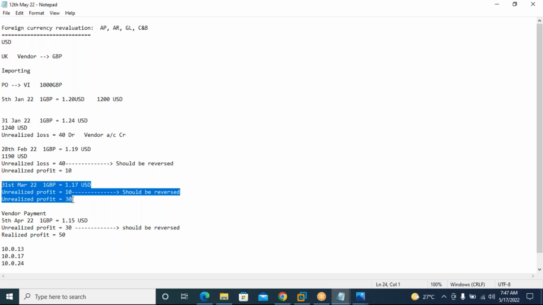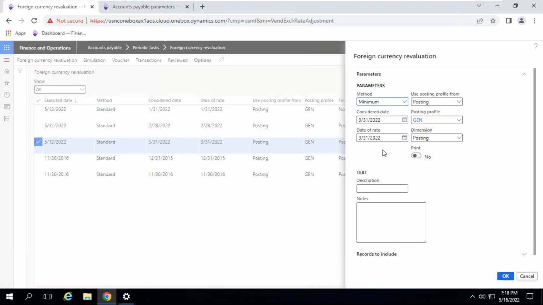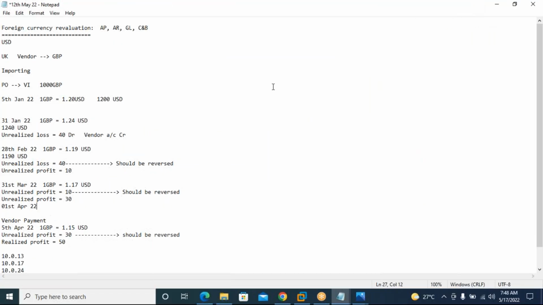So see, on 31st March, what is the exchange rate difference? 30, am I right? 1.1, 1.20. There is a difference of 30. That 30 I don't want to be kept in this month. I want to do the reversal on 1st of April. If I want to do it on 1st of April, then you can use invoice date. Then it will not wait for reversing.